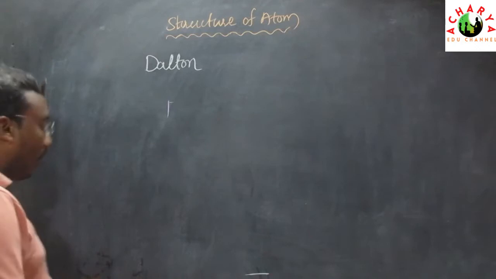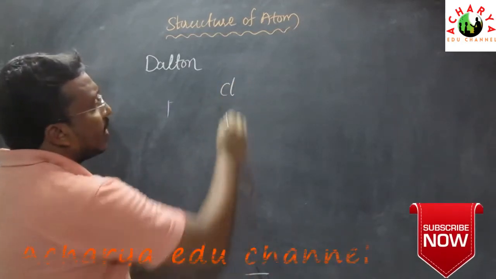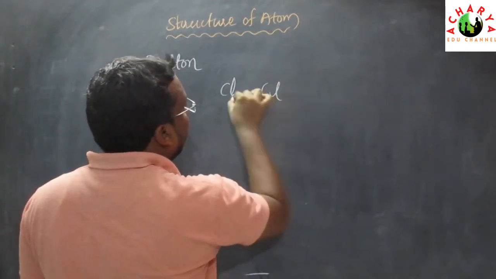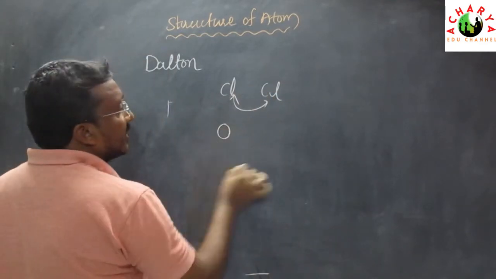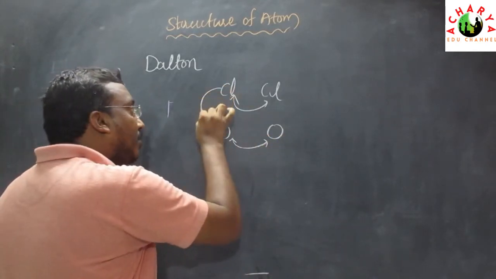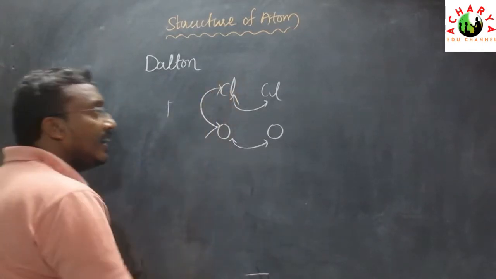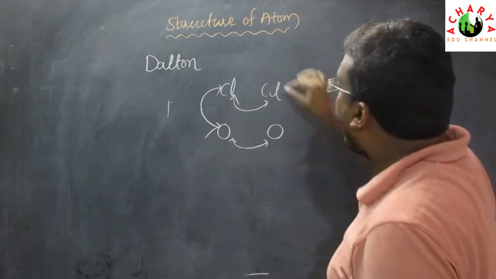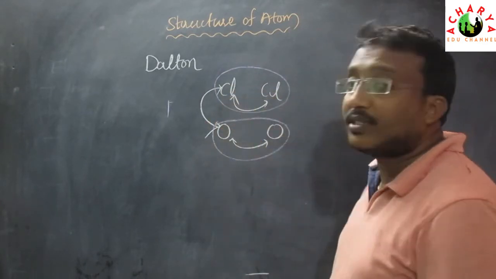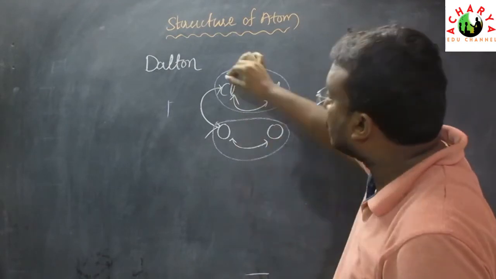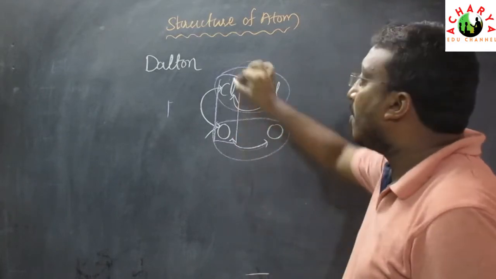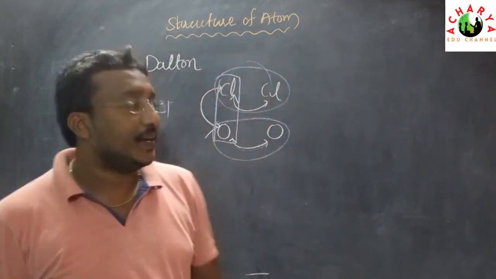For example, if you take the element chlorine, all chlorine atoms are identical. If I take the element oxygen, all oxygen atoms are identical, but a chlorine atom and an oxygen atom are different. So chlorine is identical, oxygen is identical, but chlorine and oxygen are different.